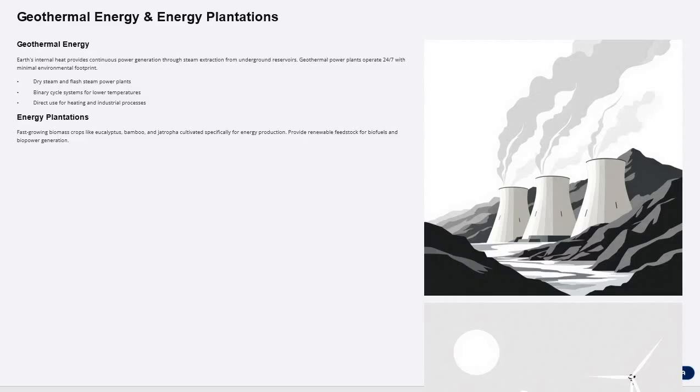Finally, we discuss geothermal energy and energy plantation. Geothermal energy: the earth's internal heat produces continuous power generation through steam extraction from underground reservoirs. Geothermal power plants operate 24/7 with a minimal environmental footprint and negligible carbon emission. The plants are classified as dry steam and flash steam power plants, and binary cycle systems for lower temperatures, with direct use for heating and industrial processes.